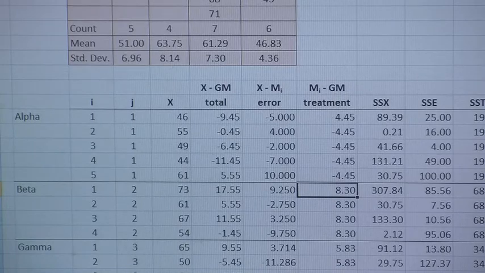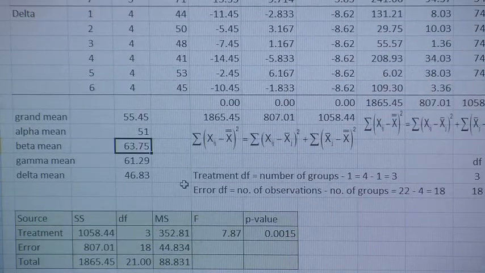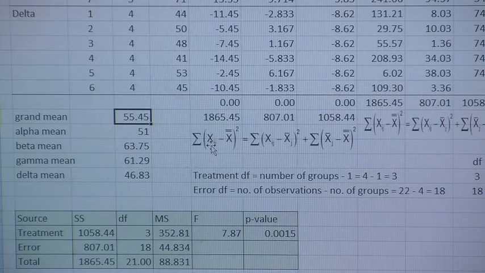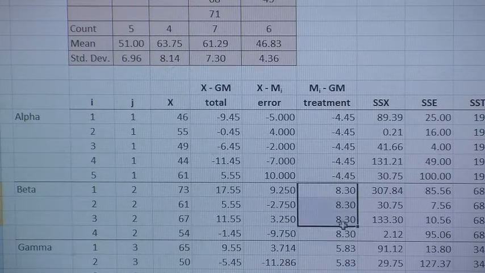So where do we get that 8.3? The mean for Beta is 63,750 miles. The grand mean is 55,450. So 63.75 minus 55.45, that's equal to 8,300 miles.